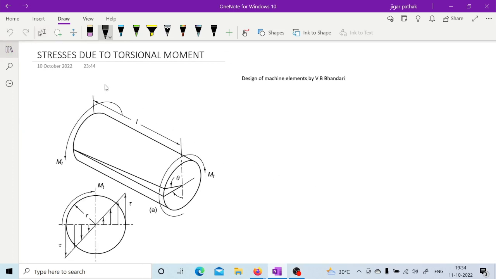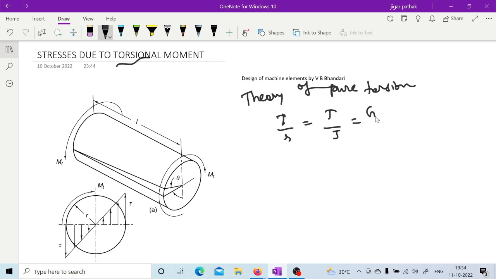Next is this torsional moment. If you remember the theory of pure torsion from your strength of materials, it states that tau upon r is equal to T upon J is equal to G theta by L, where G is the shear modulus, theta is the angle of twist, L is the length, T is the torque, J is the polar moment of inertia, r is the distance, and tau is again the shear stress.